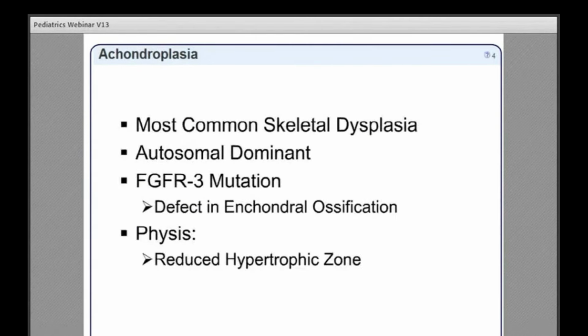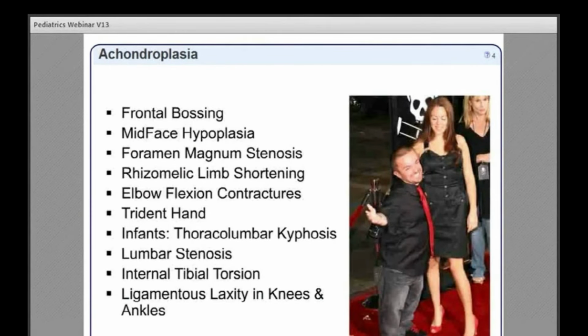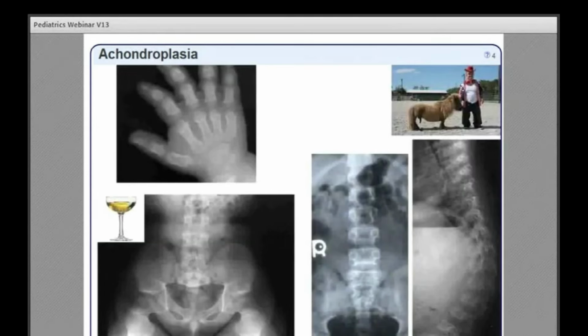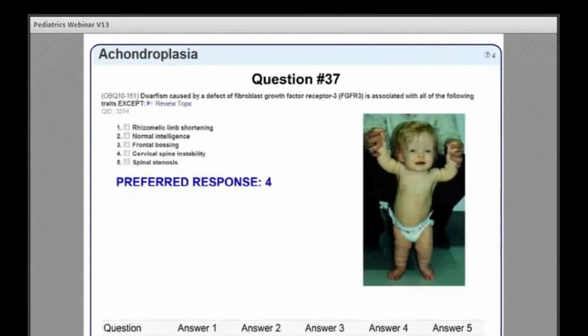Achondroplasia is the most common skeletal dysplasia. It's autosomal dominant in presentation, and FGFR3 mutation is the hallmark. The typical physical stigmata seen are frontal bossing, foramen magnum stenosis, rhizomelic limb shortening, and thoracolumbar kyphosis, as well as lumbar stenosis. They typically have a champagne pelvis, as you can see in the lower left, and significant shortening of the pedicles, which is what leads to the stenosis.